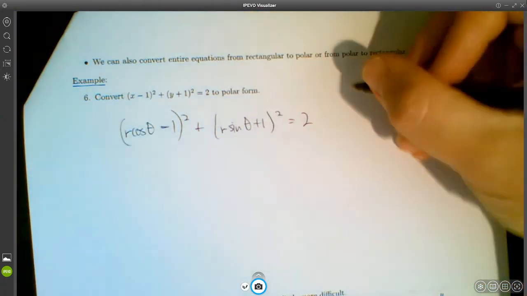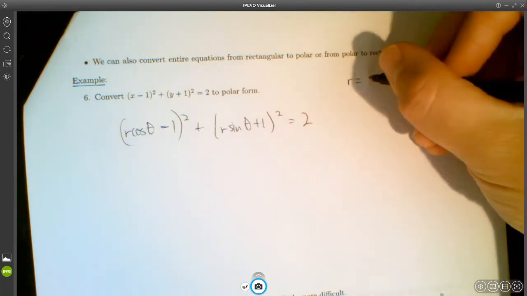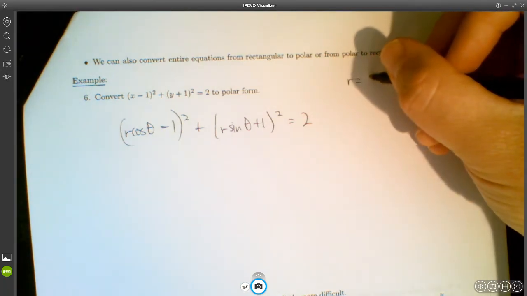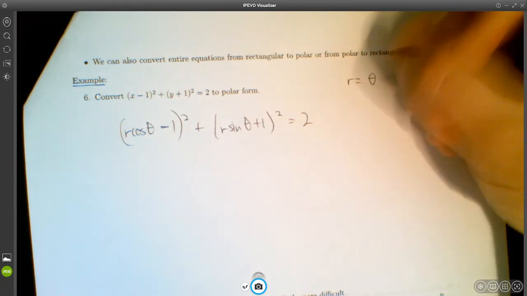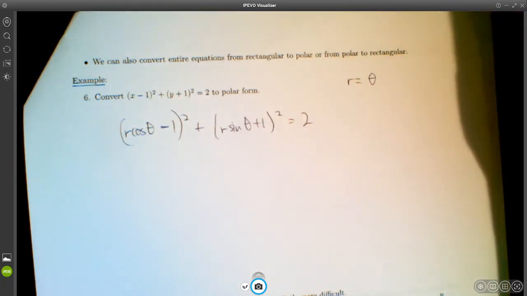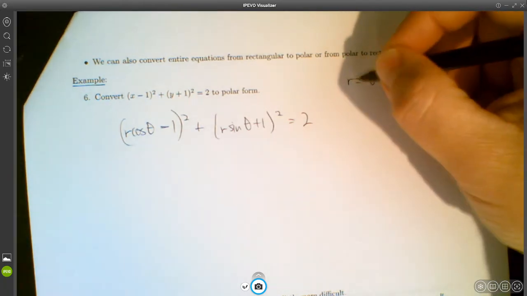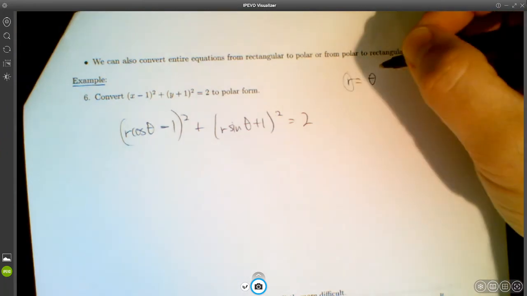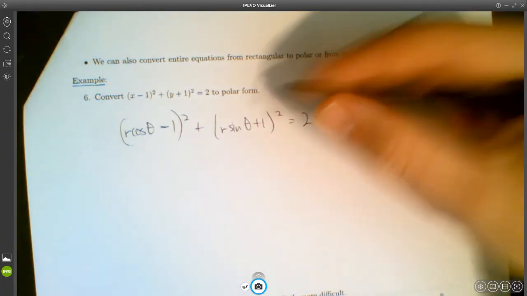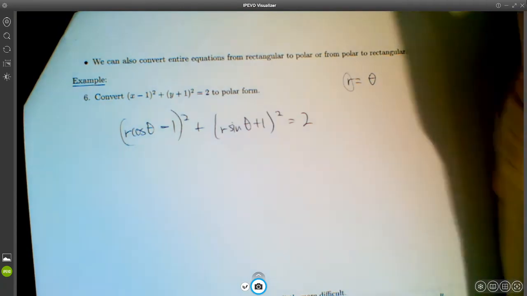Usually we like to get this as r equals some function of theta, right? So r equals something going on with theta, maybe a cosine theta or a sine theta or something. But the point is, we like to be able to solve for r if possible. So let's try to solve for r now that we've made this replacement.